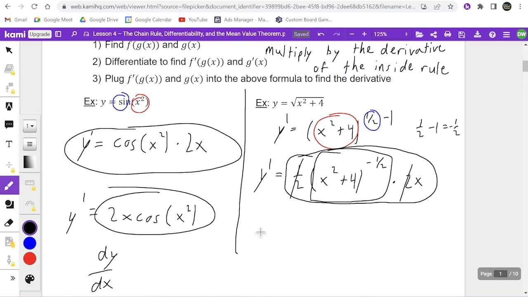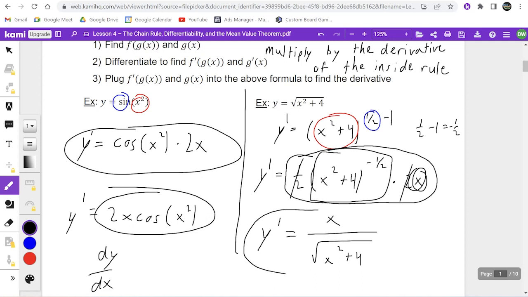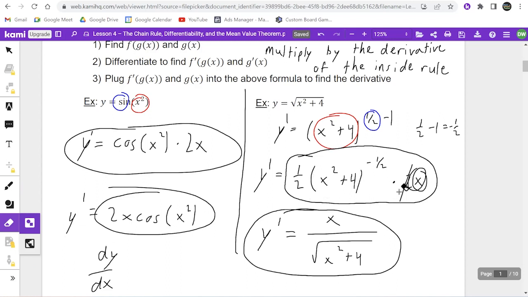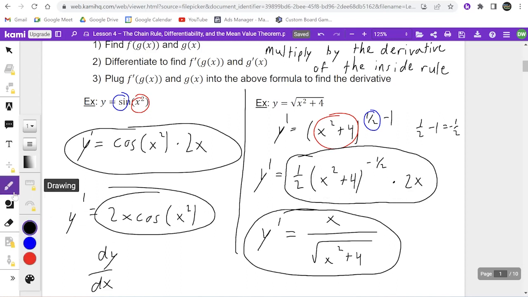Anyways, what's left in the numerator? There's only one thing left. It's this x right here. And in the denominator is the square root of x squared plus 4. Again, this is the super simplified version. If you have the above version before I canceled everything out, that is okay as well. I don't really care. Any questions on that first page?